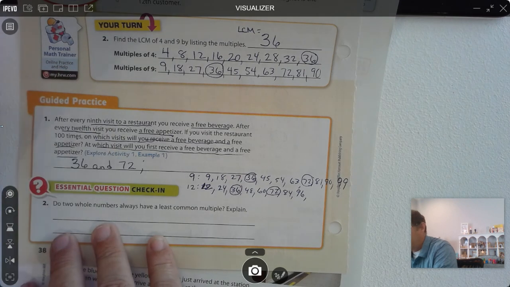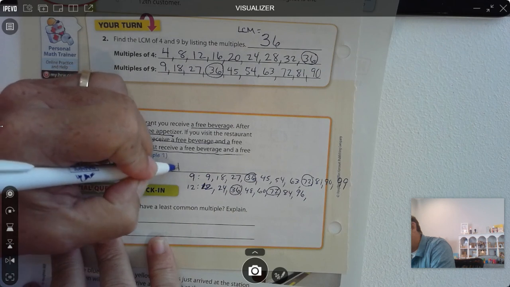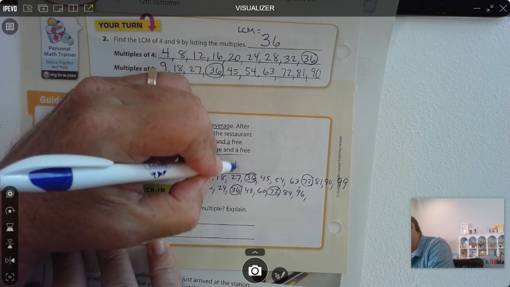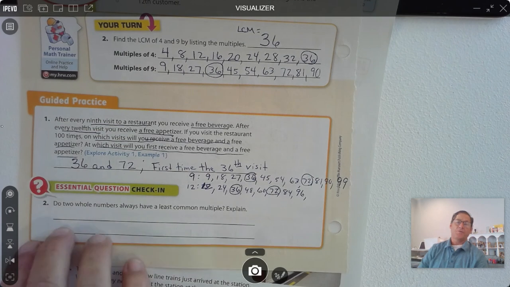The first time will occur on the 36th visit.